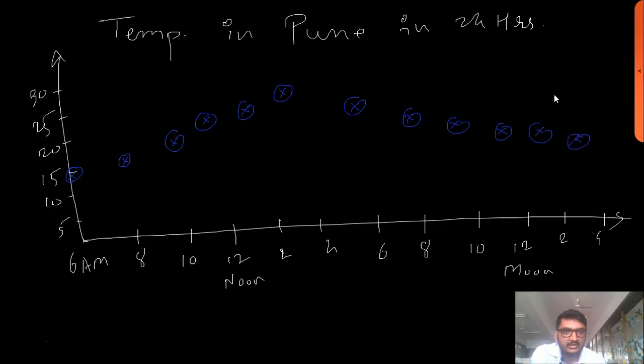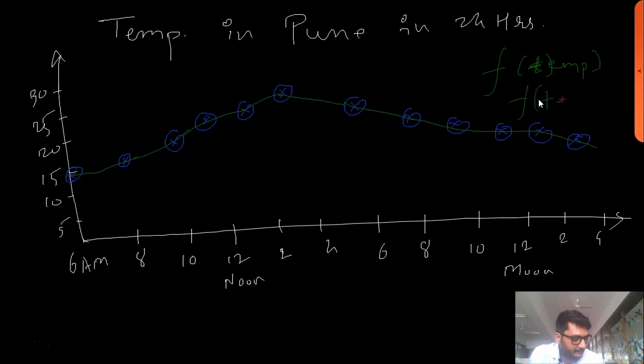I had recorded the temperature, right? If I join this line, this will represent a function f of t. Okay, instead of T, I will write temperature. This is F of temperature. Right? And temperature is my signal. And this is my function.